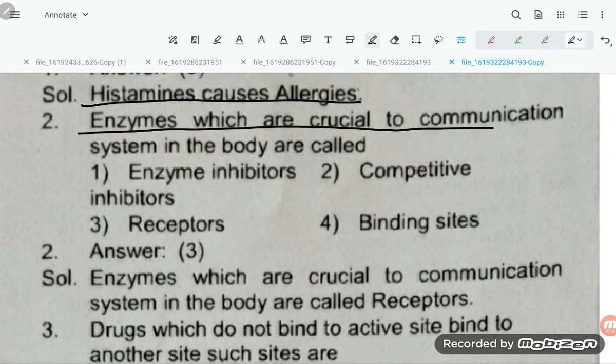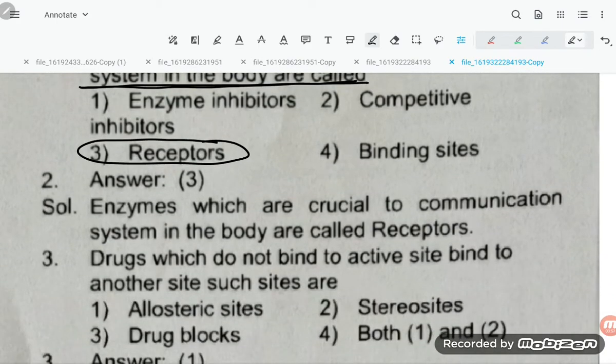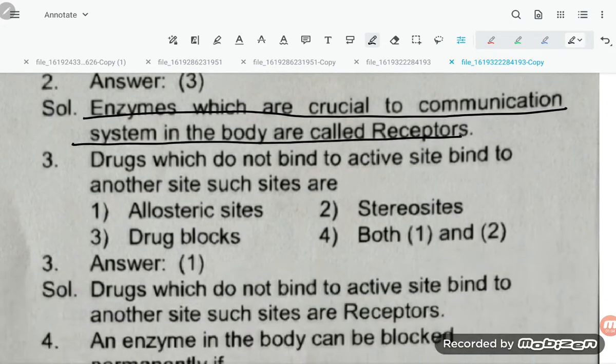Enzymes which are crucial to the communication system in the body are called receptors. Okay, so receptors. Enzymes which are crucial to the communication system in the body are called receptors. So option number 3 is correct.